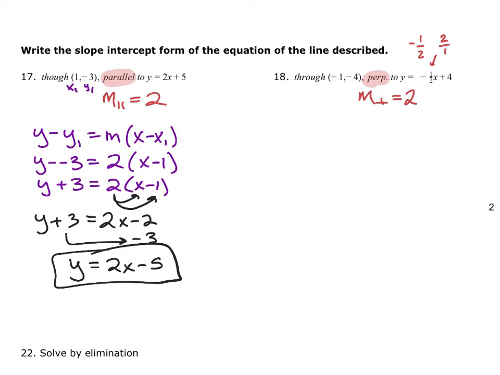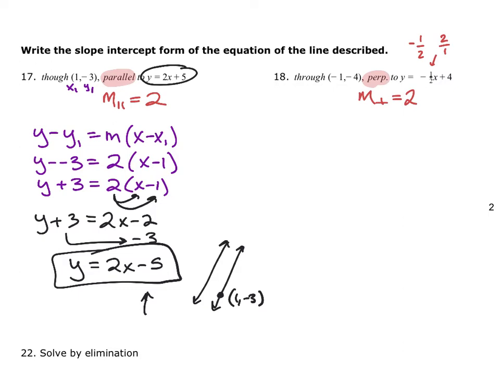Now I could double check and make sure that this is actually parallel to the equation that we started with. Remember, parallel lines never cross, so they should be going the exact same direction. I can also make sure that my equation goes through that coordinate point that we wanted. If visually your equation is parallel to the line given and goes through that coordinate point, you have the right answer.